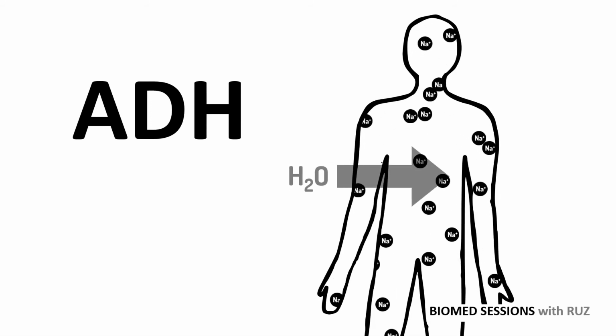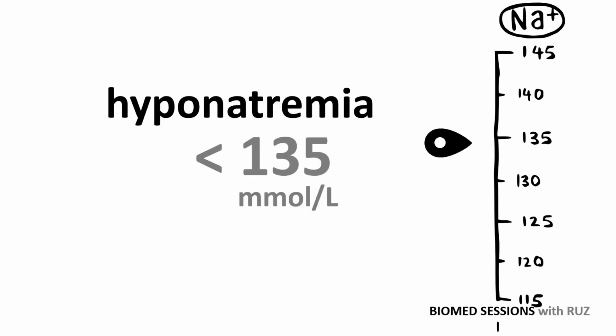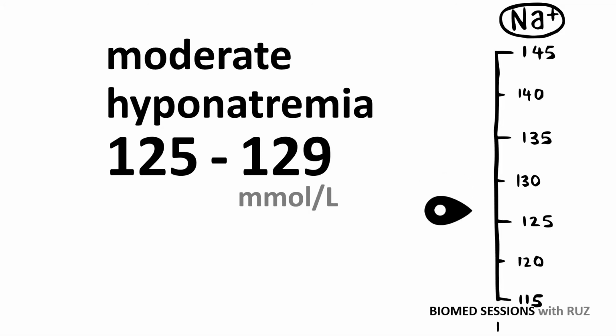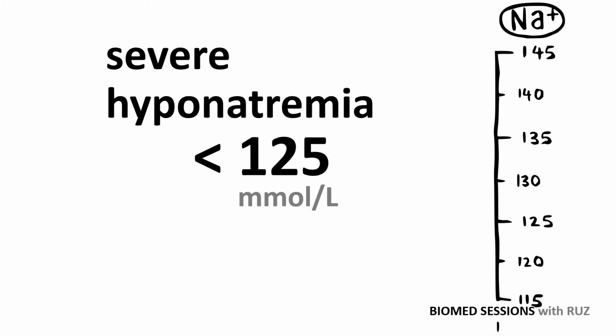water without solutes. A blood sodium less than 135 millimoles per litre is diagnostic for hyponatremia, 130 to 135 being mild, 125 to 129 being moderate, and less than 125 being severe. The lower the sodium, the worse the symptoms.